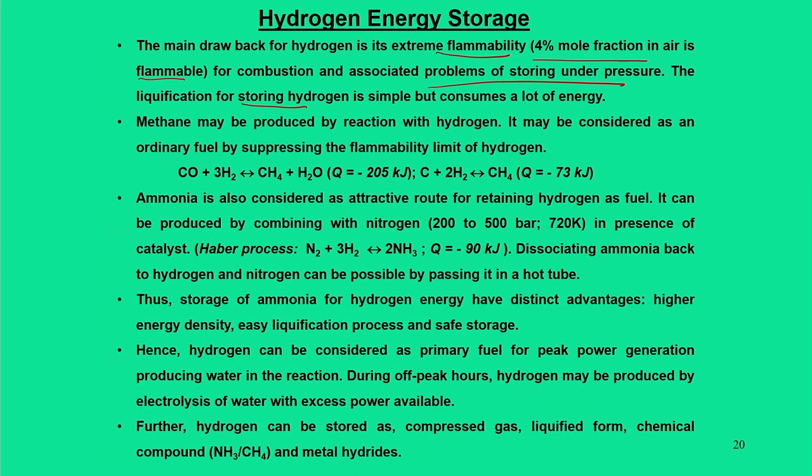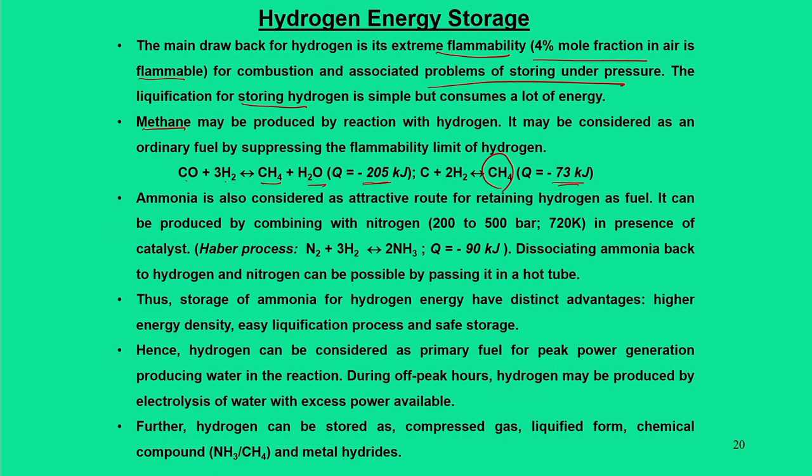So, people have evolved a variety of mechanisms to find different routes to store hydrogen. One such route, which I have already mentioned, is in the form of methane. One can think that CO and H2 can give CH4 and H2O. This process gives about 200 kilojoule of energy release, and for carbon when it reacts with hydrogen it gives 73 kilojoule. So, one way is that through the methane route we can store hydrogen.